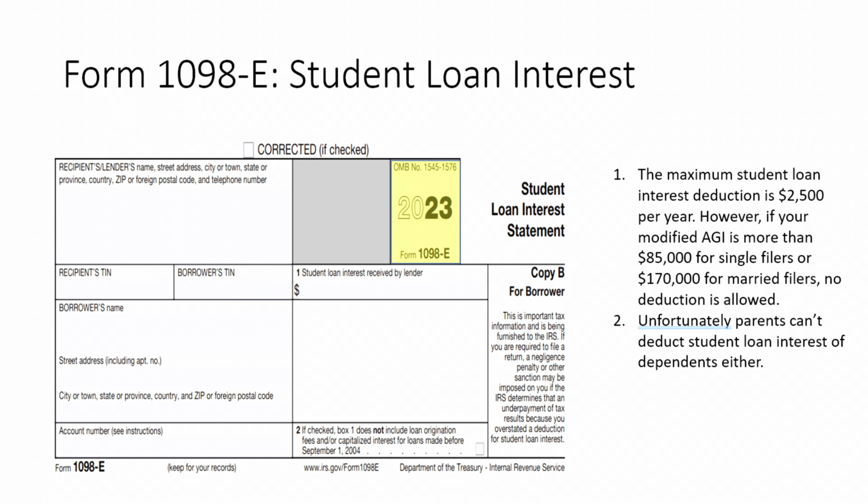Keep in mind that if your income is below these thresholds, the max deduction you can take is $2,500. If your modified adjusted gross income is more than $85,000 for single filers or $170,000 for married filers, no deduction is allowed. This is going to upset most attorneys, most dentists, most doctors that went to medical school or dental school and they owe $300,000, $400,000 of student loan debt. Finally, they finish residency or training for their professions and they're making over $300,000.